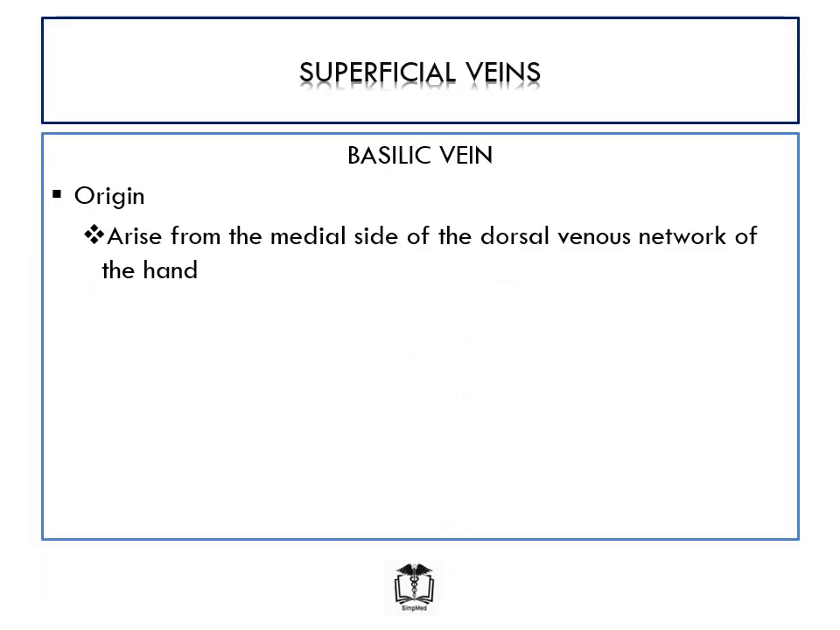The second most important superficial vein of the upper limb is the basilic vein. In contrast to the cephalic vein, the basilic vein also originates from the dorsal venous network, but from the medial side of the dorsal venous network of the hand.